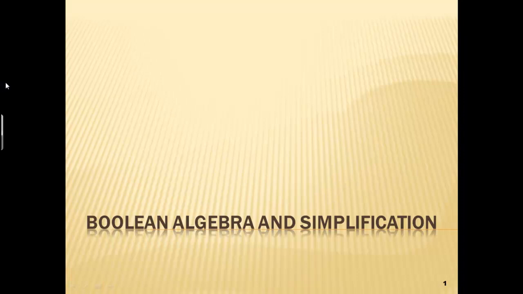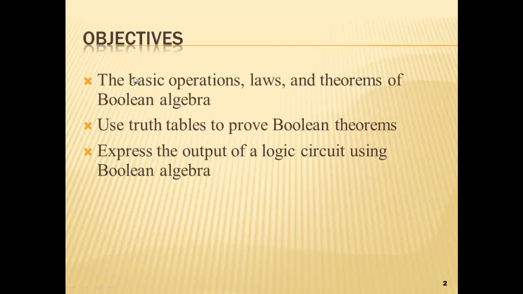I'm going to start this section on Boolean Algebra and Simplification by looking at all the different rules, laws, and theorems, and going through examples of solving Boolean equations. We're going to look at the basic operations, laws, and theorems of Boolean Algebra. We'll use some truth tables to prove the Boolean theorems are true, that they actually simplify correctly. And we need to be able to express the outputs of a logic circuit using Boolean Algebra.